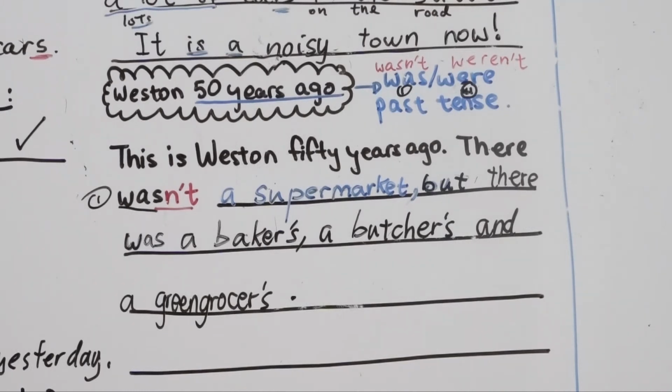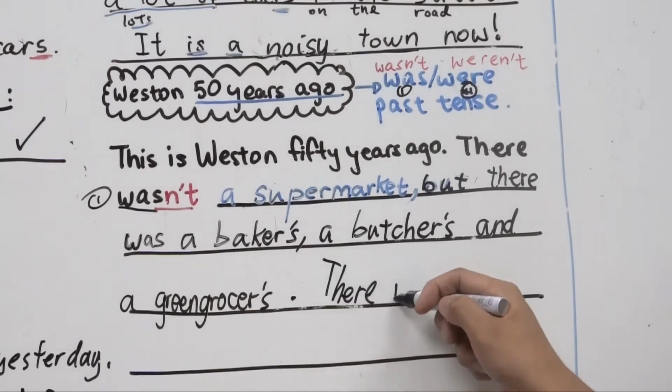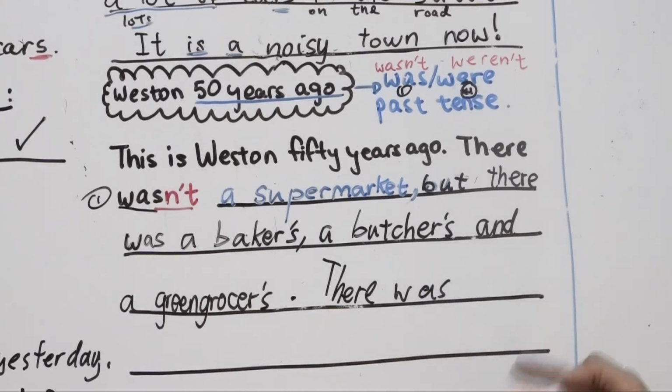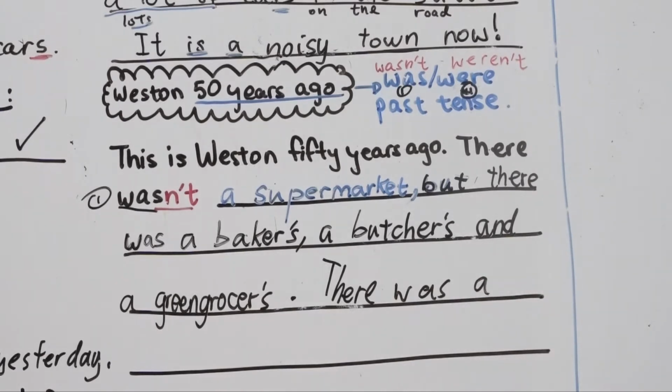So let's continue. What else can we find? What can we find in Weston 50 years ago that maybe we don't have in Weston now? We can only find it 50 years ago, and now we don't have it in Weston. So that means we have to write there was, right? So there was, and then you think if it's a or were. Sorry, there was a, right? So it's only one. There was a. What did they have in Weston 50 years ago that we don't have anymore now?